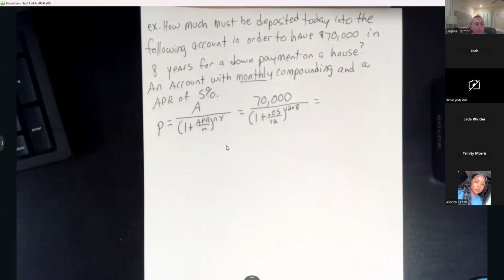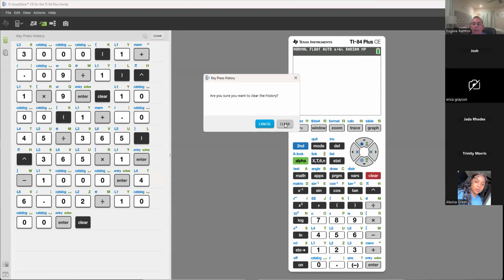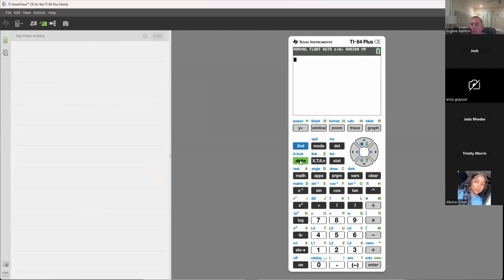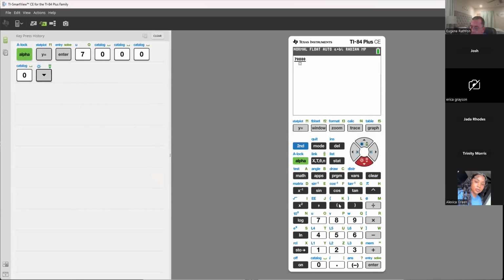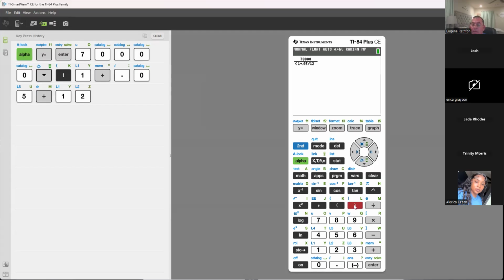Alrighty. So y'all, let's punch that in and see what we get. I want to clear everything off. Now I'm going to make mine look like a fraction by hitting the green alpha button. Y equals enter. On top, I had 70,000. On bottom, I had parentheses 1 plus 0.05 divided by 12. I'm going to close in parentheses, arrow up for the exponent, and that was 12 times 8.